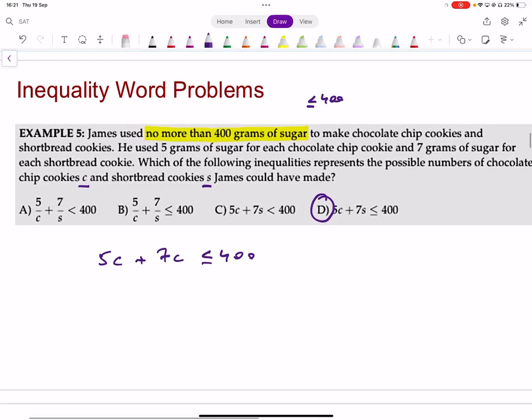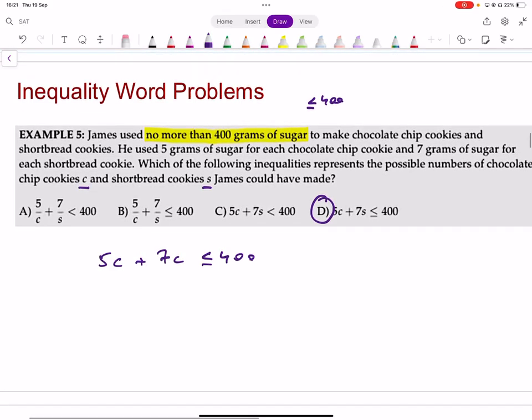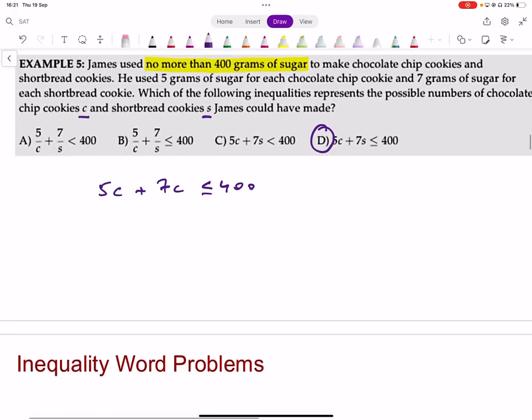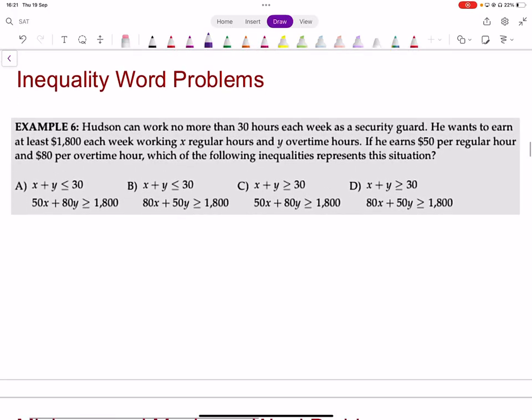No more than 400. That means 400 is also possible. More than 400 is not possible. So it will be less than or equal to 400. Okay. All right. Let's have a look at this now.